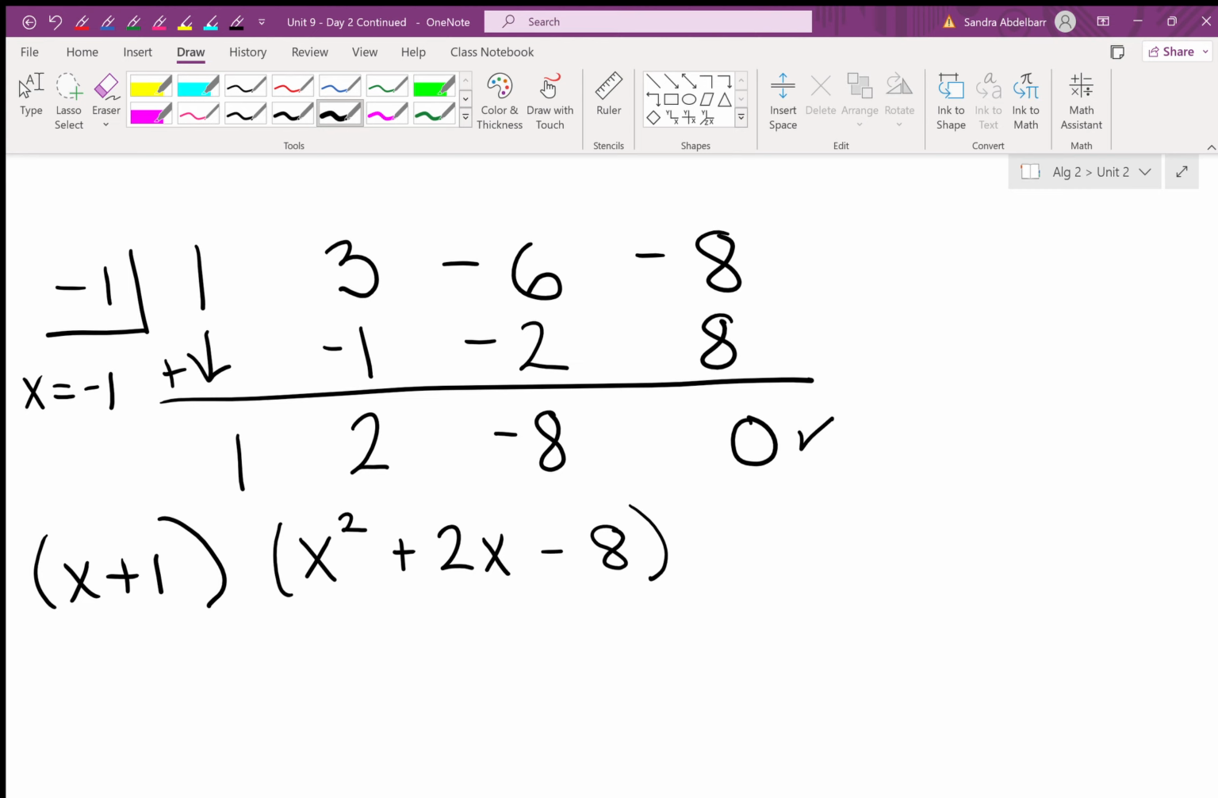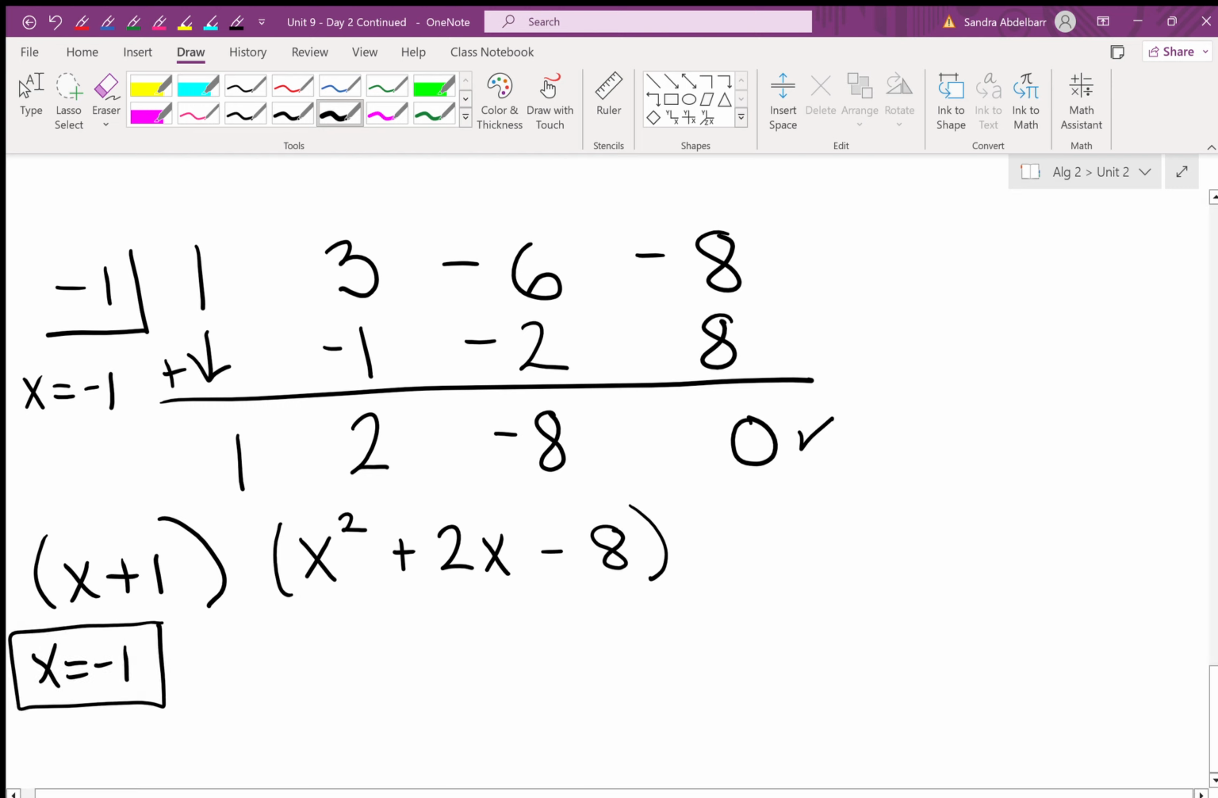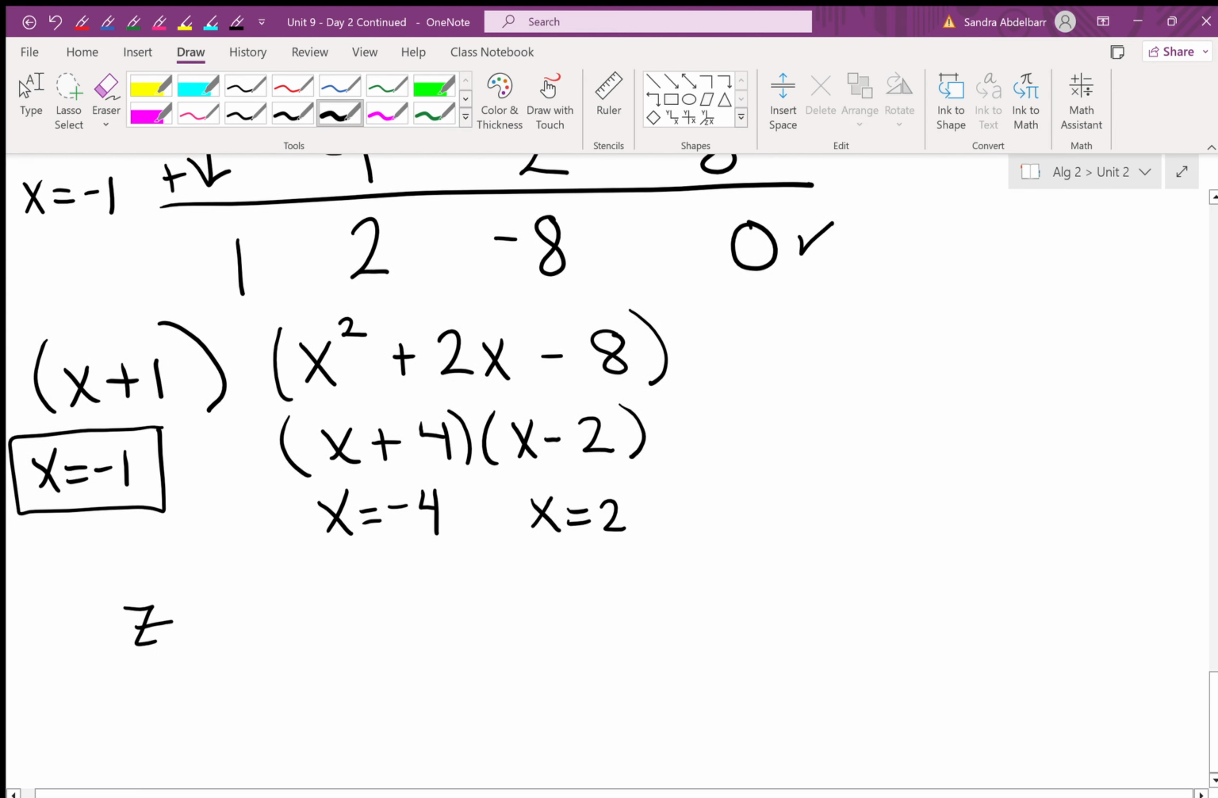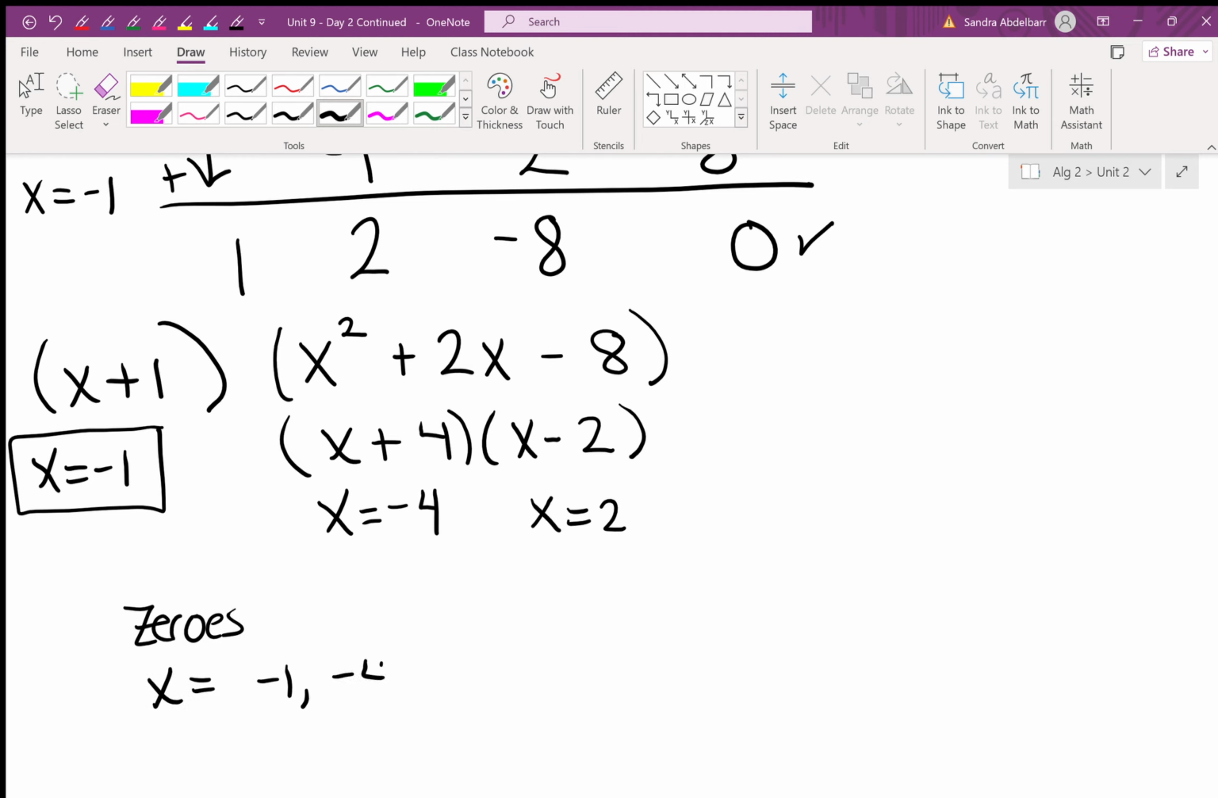Okay, so now we agree x equals -1, that is one zero. We have to find the other 2 zeros. Can we factor this to find the other 2 zeros? Yeah, we can factor this. This is going to be an x plus 4 and an x minus 2. So what are my other 2 zeros? -4 and 2. So then we list them. Zeros: x equals -1, -4, 2.